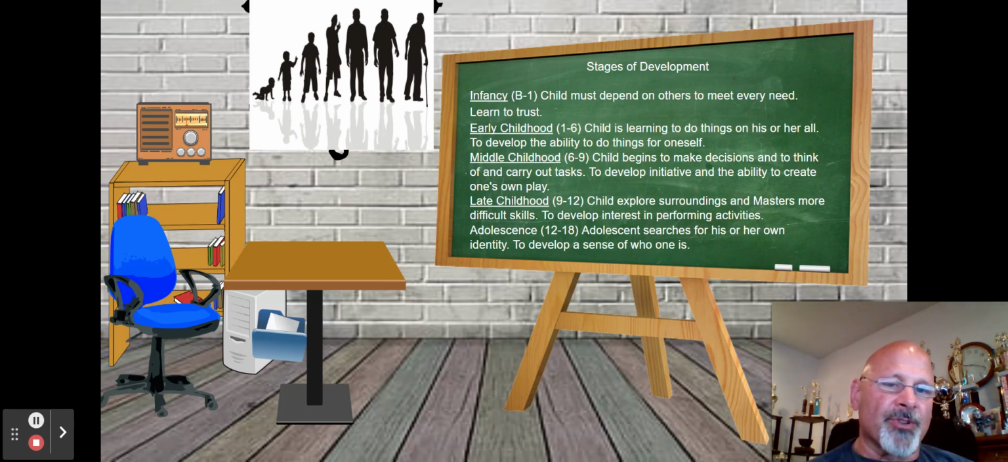The next stage is early childhood, and this is 1 to 6. Children are learning to do things on their own, developing the ability to do things for themselves, becoming a little bit more independent. Middle childhood is 6 to 9. Children begin to make decisions and to think out and carry out tasks. To develop initiative and the ability to create one's own play is an important task at this stage.